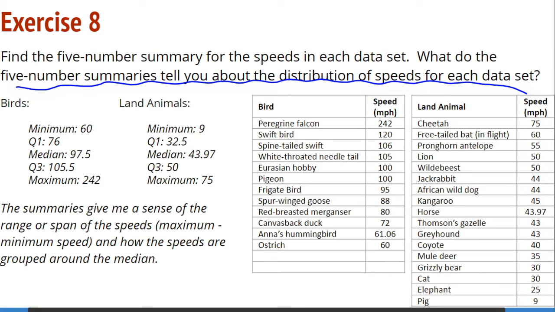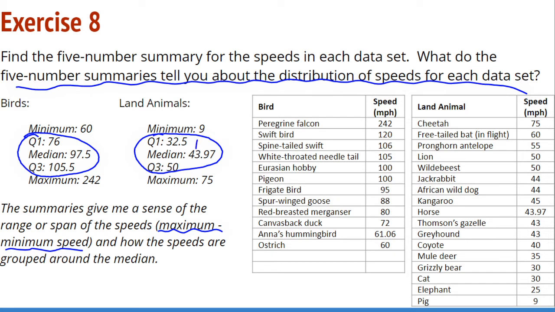The summaries give me an idea of the range or span of the speeds, so comparing maximum minus the minimum, and how the speeds are grouped around the median. So I can look here at quartile 1, median, and quartile 3. I get a sense of how we're spread around the median. I'm going down about 11, and I'm going up about 8. I've got a total of about 20 there. Here I'm going down about 21, and I'm going up only about 8. I've got a total of about 30.